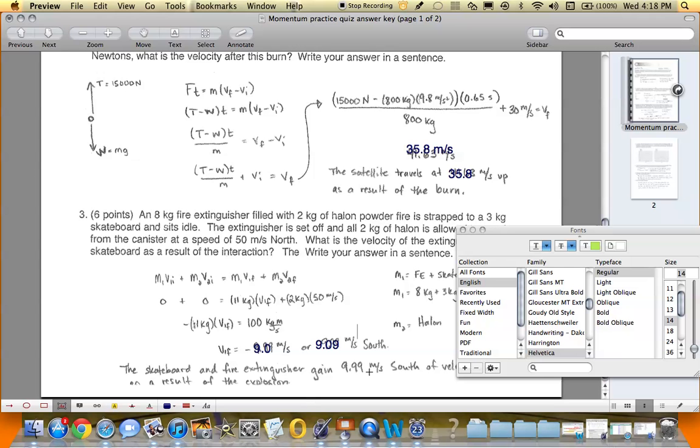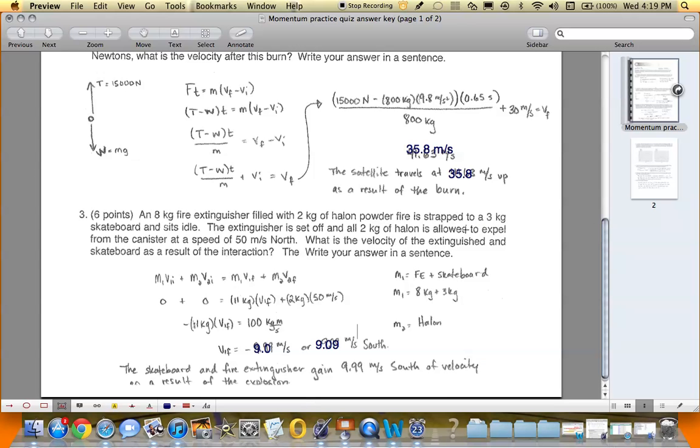So when we look at this, the fire extinguisher is being strapped to the top of a skateboard, and it's sitting idle. Inside this extinguisher is 2 kilograms of halon that is allowed to expel from the canister at a speed of 50 meters per second north. So before the interaction occurs, nothing has momentum.